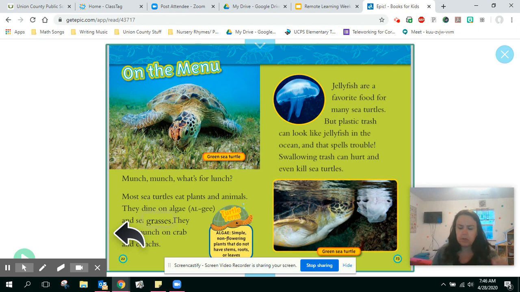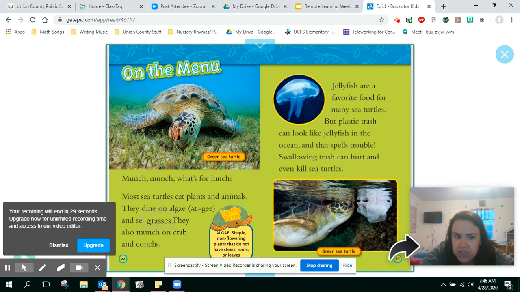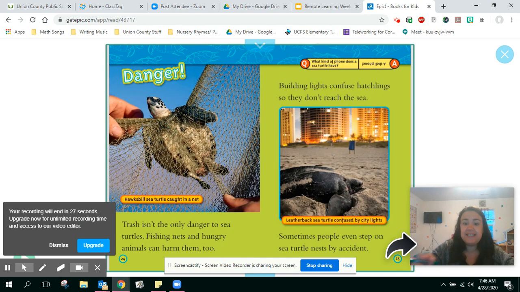Well, trash can hurt or kill sea turtles. And also, they said that fishing nets can hurt them. I'm going to record that too. I think it's telling me what I can do to keep sea turtles safe. I'm going to turn this page. All right, and it says trash isn't the only danger, fishing nets.